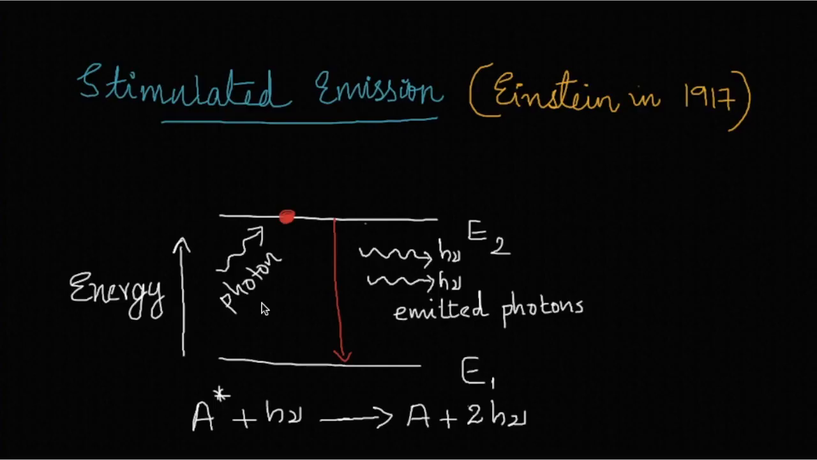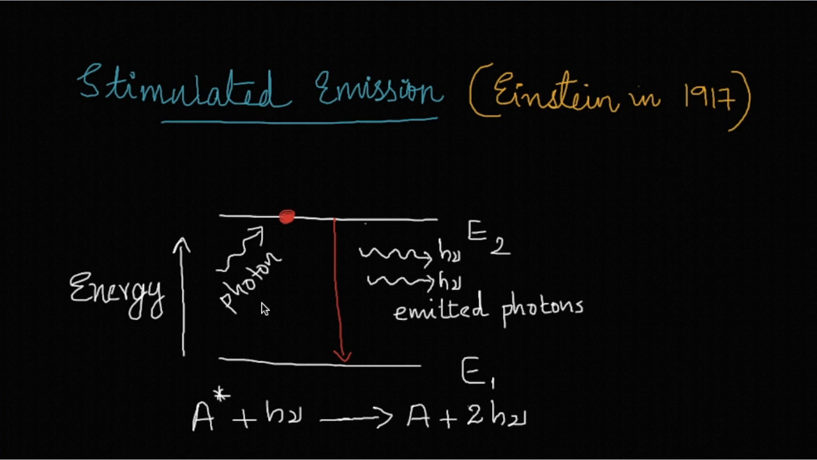Interaction of light with matter can occur in three different ways. One being stimulated absorption, second one being spontaneous emission, and third one being stimulated emission. Let's see the details of stimulated emission here, which was proposed by Albert Einstein in the year 1917 as a third possibility for maintaining equilibrium between states.